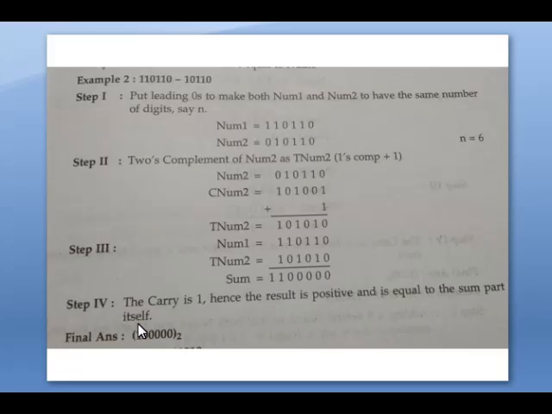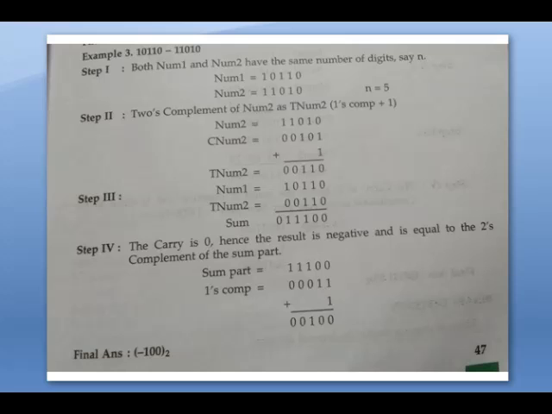Okay students, now we are going to see another example, example number 3. Here also we have to follow all these steps. When we reach here the carry is 0. Okay, when we add these two numbers we get the carry as 0, meaning there is no carry. This means it is a negative number.